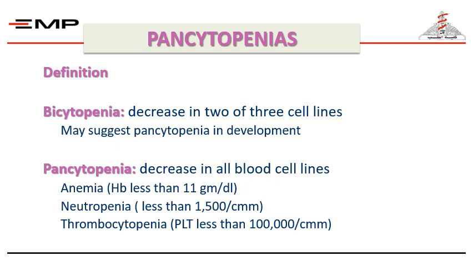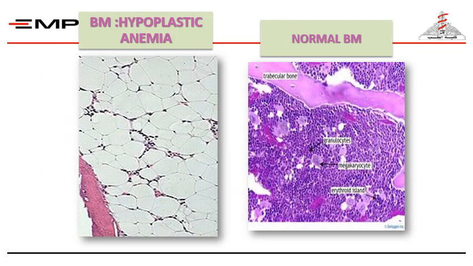Pancytopenia is defined as bicytopenia or true pancytopenia. Bicytopenia is a decrease in 2 of 3 cell lines. It may suggest ongoing pancytopenia. Pancytopenia is a decrease in all blood cell lines, with anemia, hemoglobin less than 11 grams per deciliter, neutropenia, absolute neutrophil count less than 1,500 per cubic millimeter, and thrombocytopenia with a platelet count less than 100,000 per cubic millimeter.